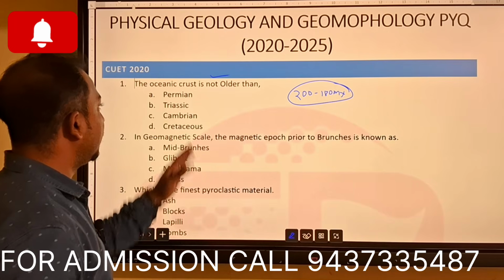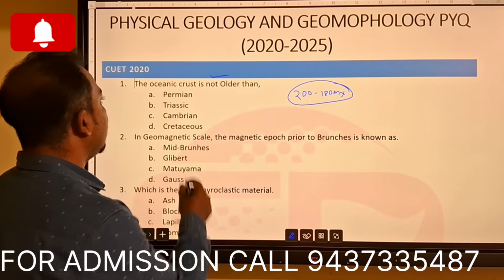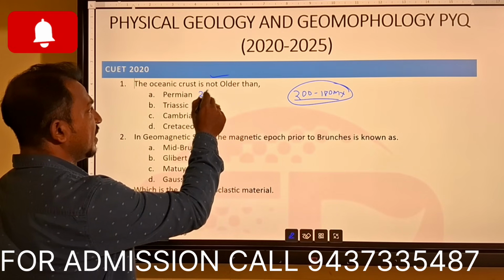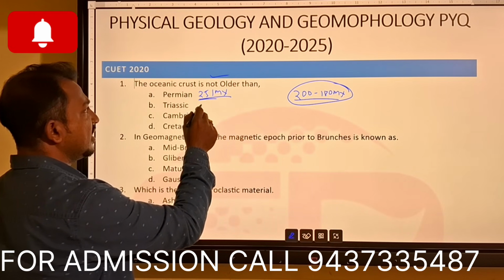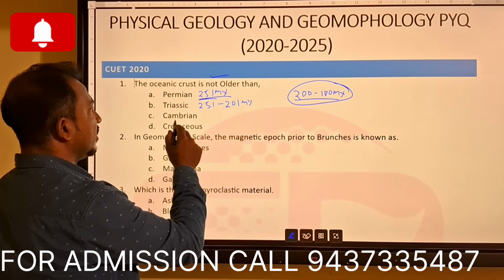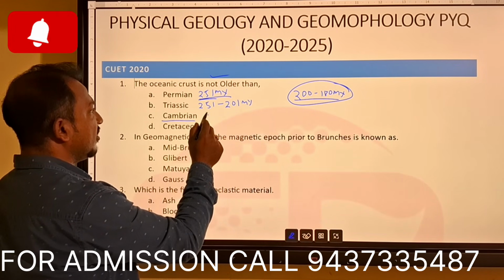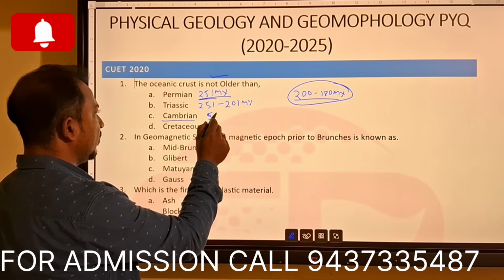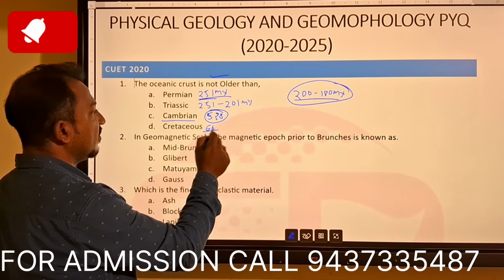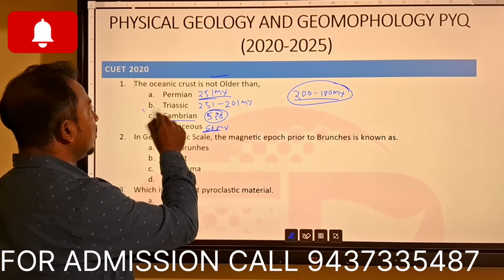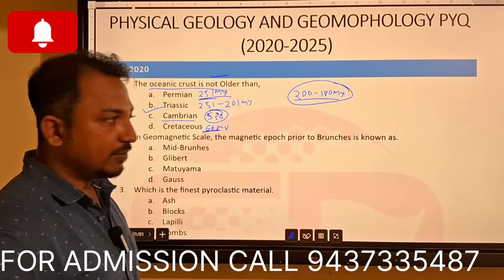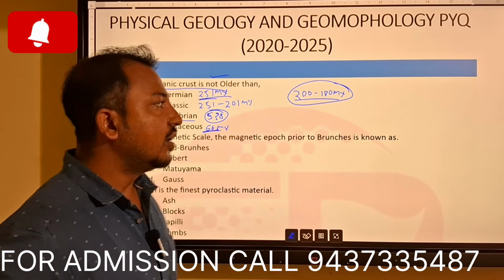So we'll see which age will coincide with this. Permian ends at 251 million years. Then Triassic is from 251 to 201 million years. Then Cambrian started from 538 or 541 million years. Then Cretaceous is 66 million years. So among these options, Triassic will be the correct one. The oceanic crust is not older than Triassic, because before that all the oceanic crust was destroyed.